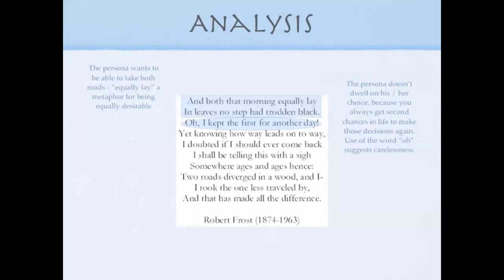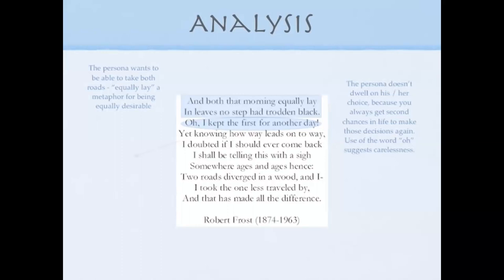But remember, this is a poem that's probably being told by someone looking back because at the beginning it's told that "two roads diverge in a yellow wood," suggesting the aging of a person's life, like the season of autumn. So perhaps this is the part where this rash decision in youthfulness was made.